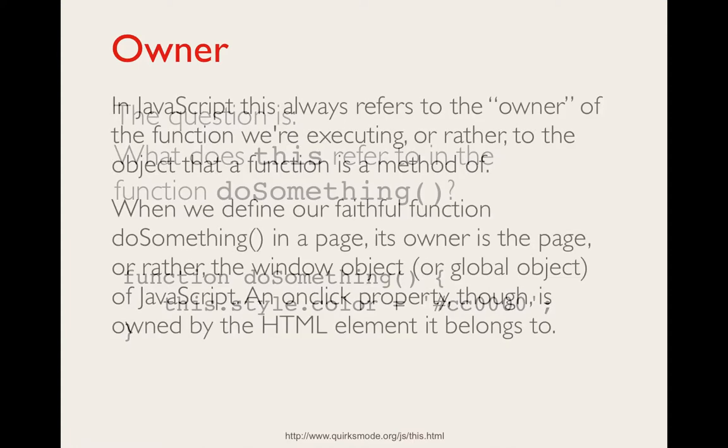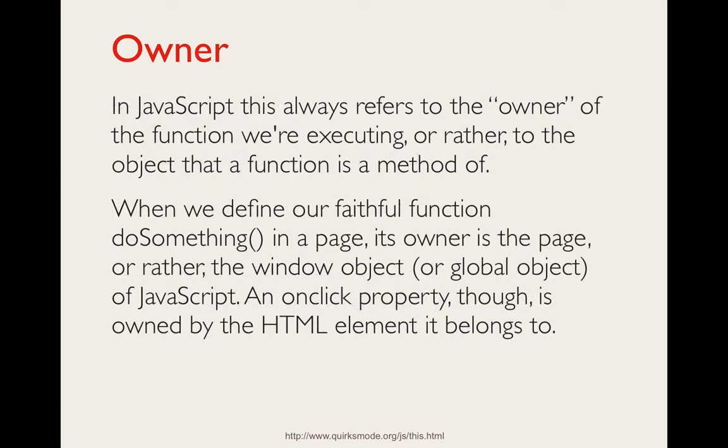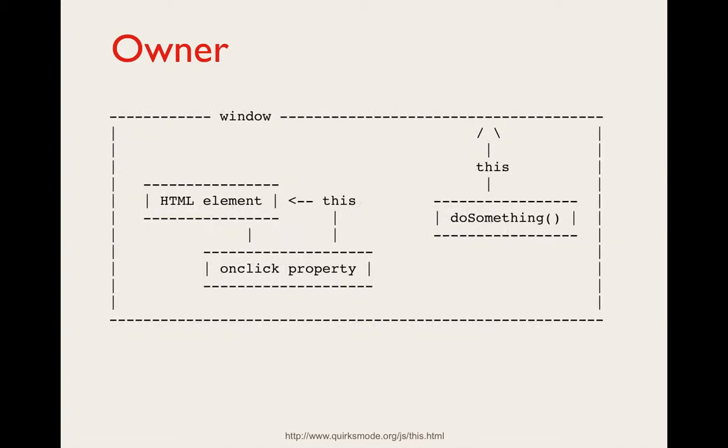Interesting that you ask. Now in JavaScript, this always refers to the owner of the function we're executing, or rather to the object that the function is a method of. So when we define our faithful function doSomething in a page, its owner is the page, or rather the window object, that global object of JavaScript. Now an onClick property, though, is owned by the HTML element it belongs to. Small problem. We have this that belongs to the window, and yet it's supposed to belong to the onClick property.